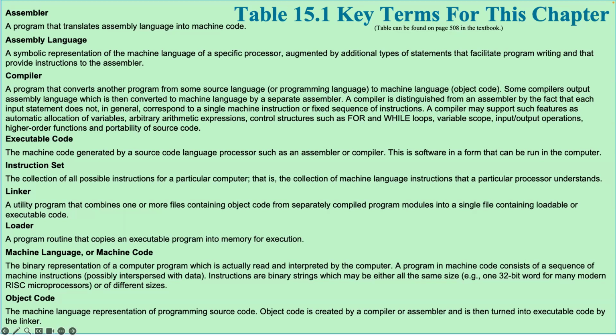This is going to be a little hard for those in the back to see, but it's something that's in our textbook. You can refer to Stallings to see this in table 15.1. These are also the key things that we're going to be covering: assembler, assembly language, compiler, executable code, instruction set, linker, loader, machine language or machine code, and object code. All of these have slight differences in what they're actually focusing on.